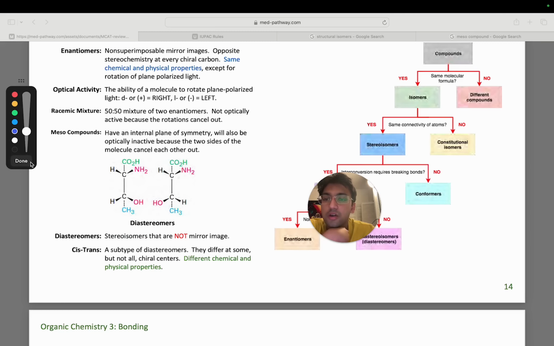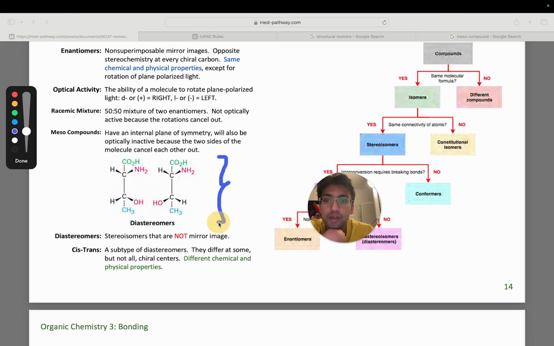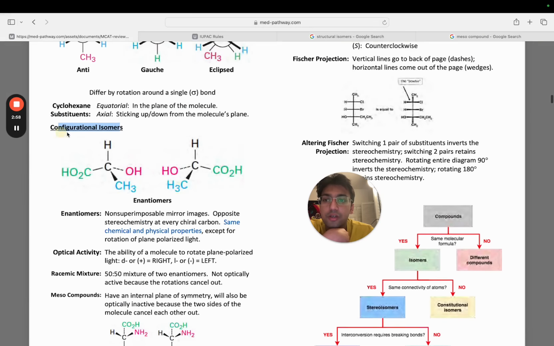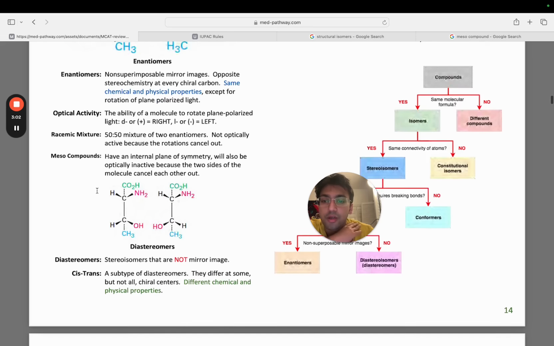These are configurational isomers, but they're not enantiomers, because if I put a mirror here, this part kind of looks like a mirror, but this part is not a mirror image of itself. So these two compounds are diastereomers of each other. They are configurational isomers that are not enantiomers. That's the definition of a diastereomer.